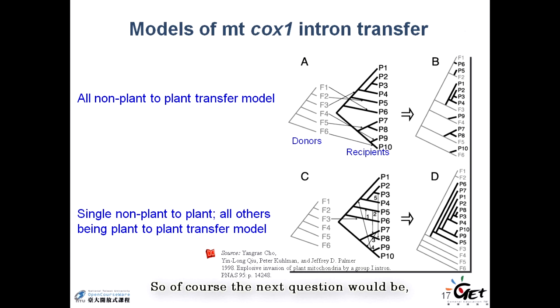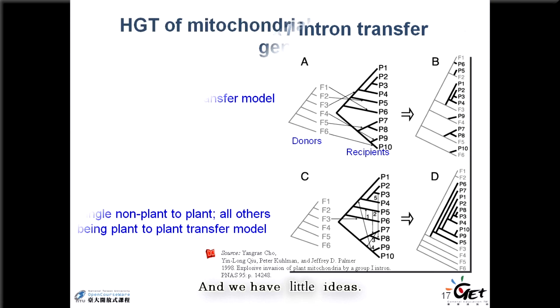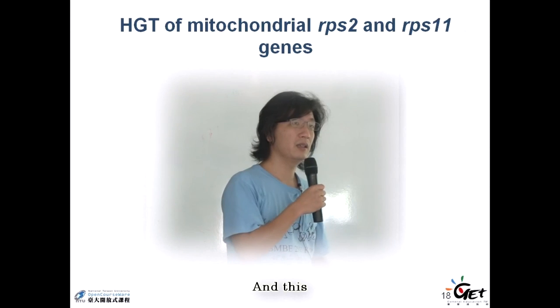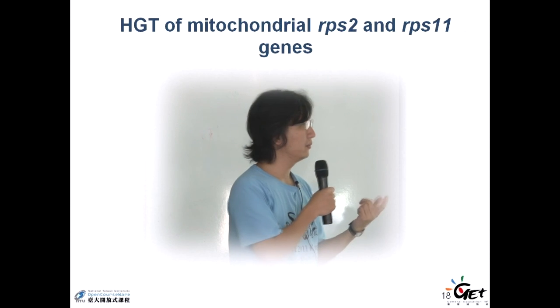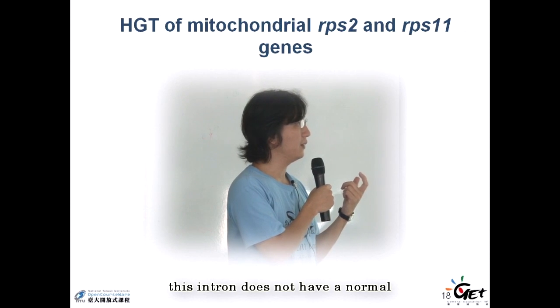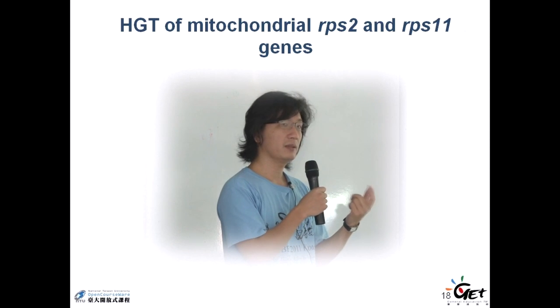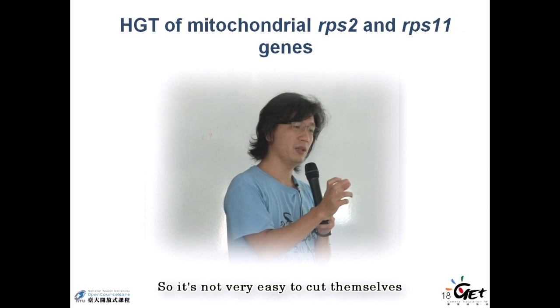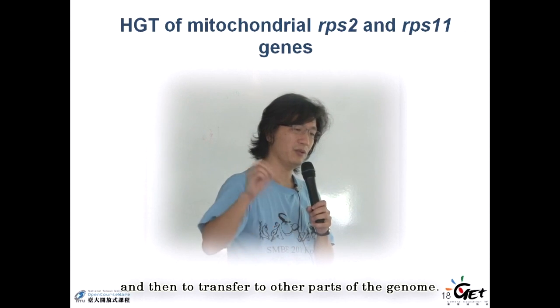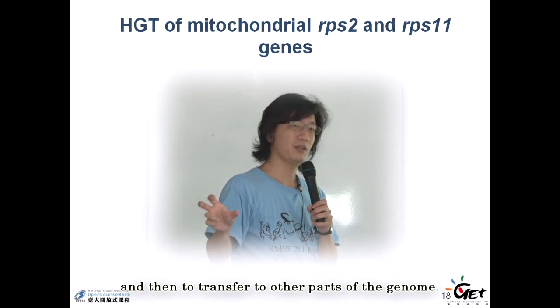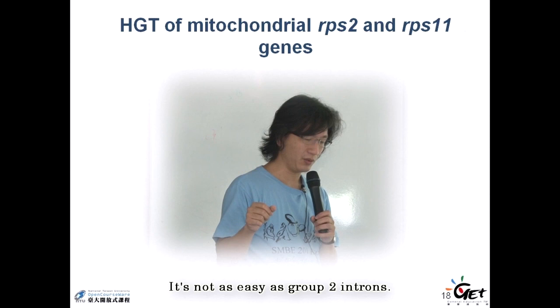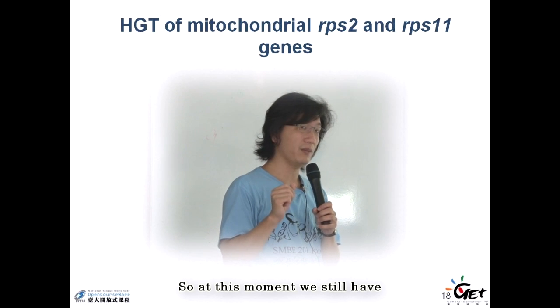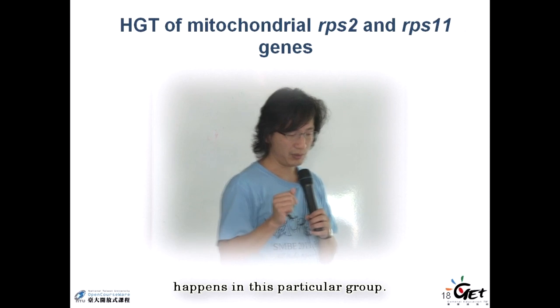Of course, the next question would be, what is the mechanism? How does this happen? There's no easy answer for that, and we have little idea. This intron does not have the normal mobility like the group 2 intron, so it's not very easy for it to cut itself and transfer to other parts of the genome. This is not as easy as the group 2 intron. So at this moment, we still have very little idea how this happened in this particular group.